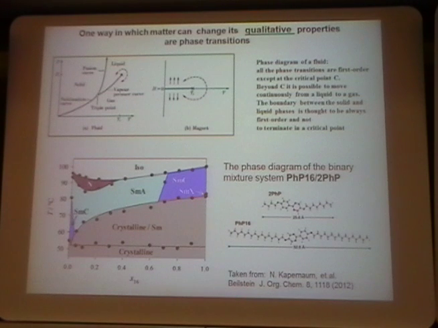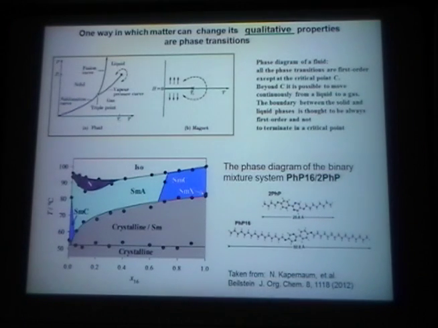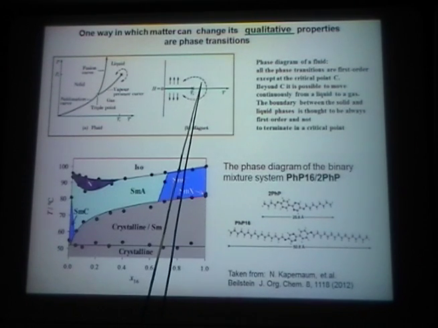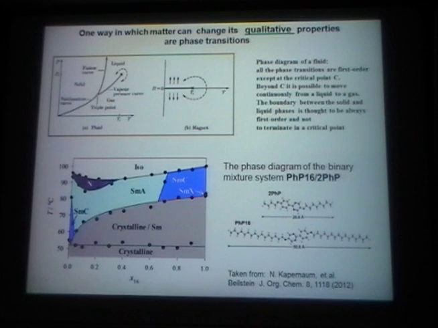As you know very well, one way in which matter can change its qualitative, not quantitative, properties is phase transitions. And actually, the majority of phase transitions go via symmetry breaking mechanisms. But that's of course not always the case. For instance, the standard liquid-gas phase transition is not associated with any sort of symmetry breaking, as you know very well. Also, the phase transition that you observe in Ising magnets is not connected with symmetry breaking.